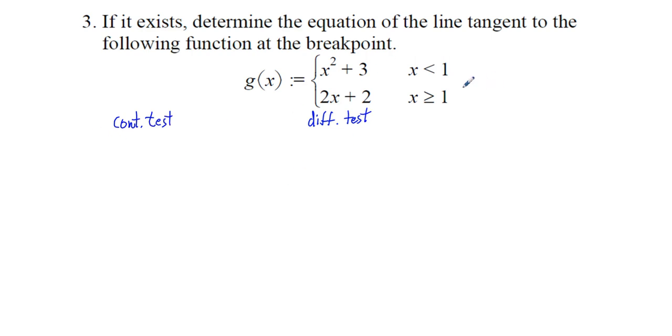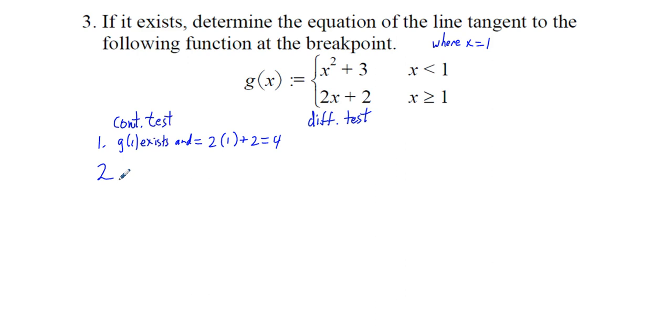And for the continuity test, well, we know first of all that the breakpoint is going to be where x is equal to 1, because that's the point or x value in question. So for the continuity test, we need to have 1, g of 1 exists, and is equal to, it's going to be greater than or equal to here, so we'll have 2 times 1 plus 2 is equal to 4.